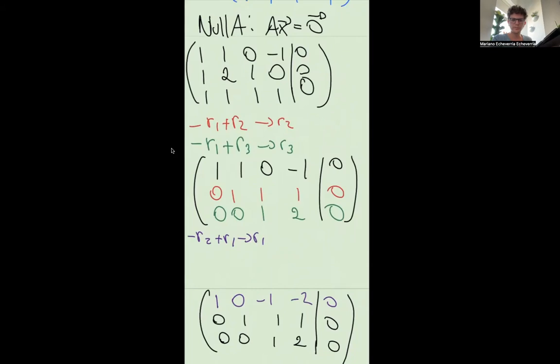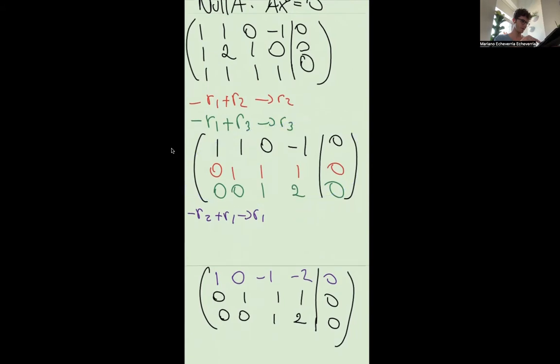Is that better now? Let me check again just to make sure I didn't do anything else. Minus row 1. Yeah, that looks fine. And then I think this is okay, right? And then minus row 2 plus row 1 gives you, yeah, is that okay? Is that making sense?